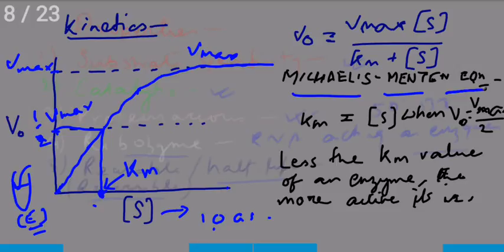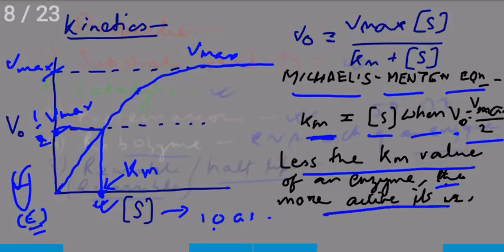Now Km is what? Km is the substrate concentration, this substrate concentration, when the velocity is half its maximum value. So Km is equal to S when V0 is equal to half the Vmax. And this Km value defines the activity or kinetics of an enzyme, how it will behave. Less the Km value of an enzyme, more active is the enzyme.